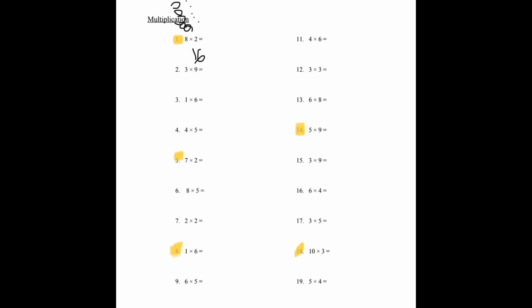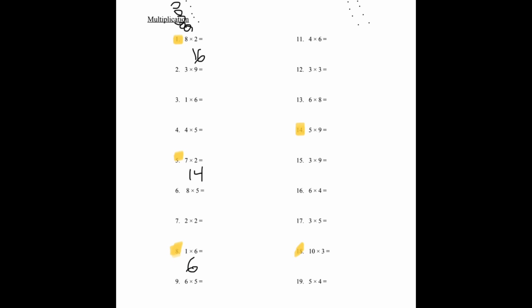Okay, 7 times 2. That also means 7 dots, and then you have 2 in each. And if you count that, you get 14. Or you could add 7 plus 7, or 2 plus 2 plus 2 7 times. 14. Okay, 1 times 6. Whenever you multiply any number by 1, it just stays the exact same number because you're just multiplying by 1. So 6 times 1 equals 6.